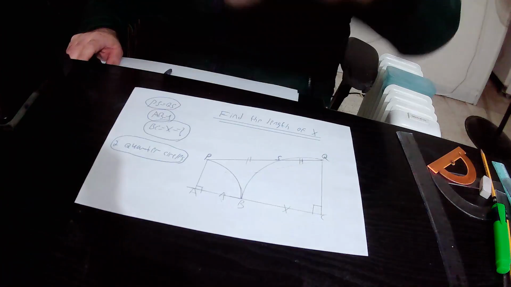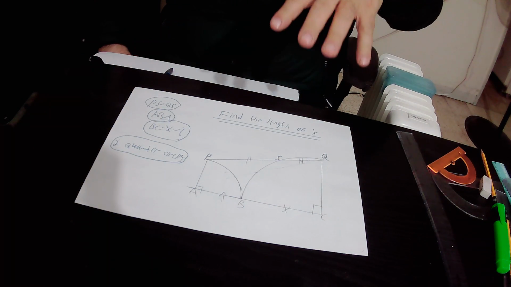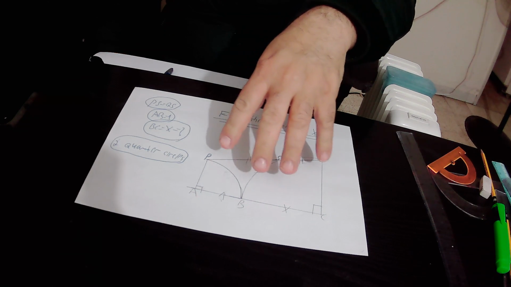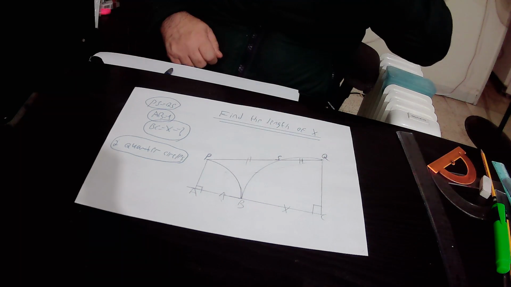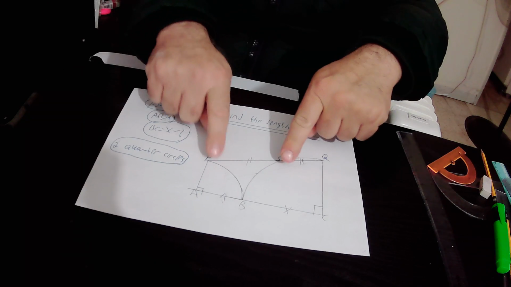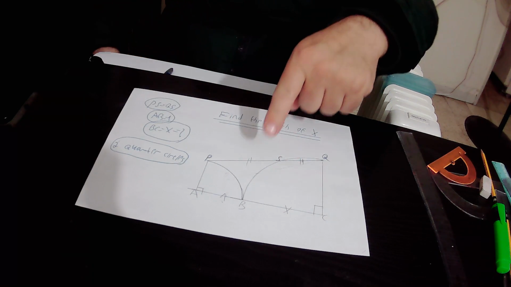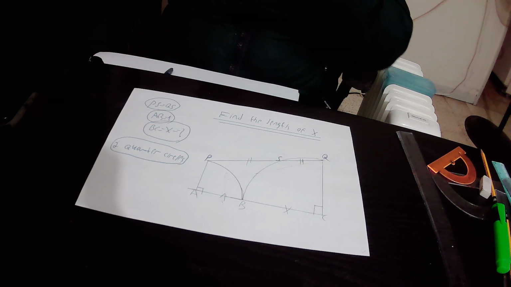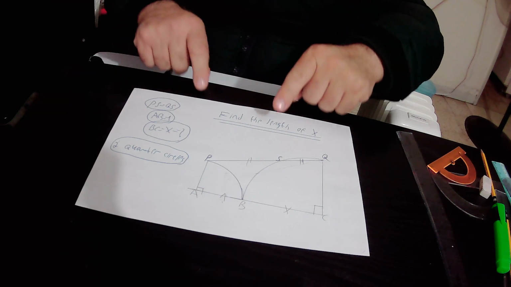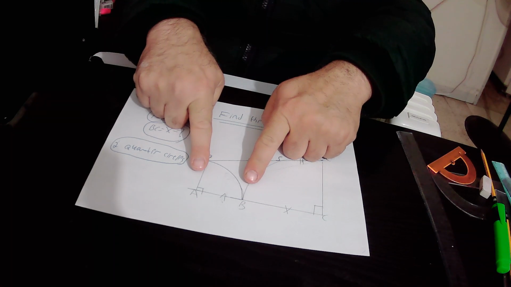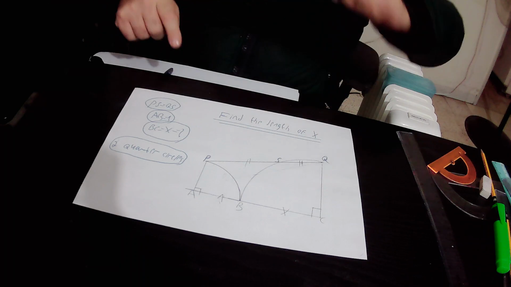Now, in this lecture, we'll find out the length of line segment X. In the drawing, we have two quarter circles. The two quarter circles touch each other at point B. In addition, we know that line segment AB equals 1 unit in its length.